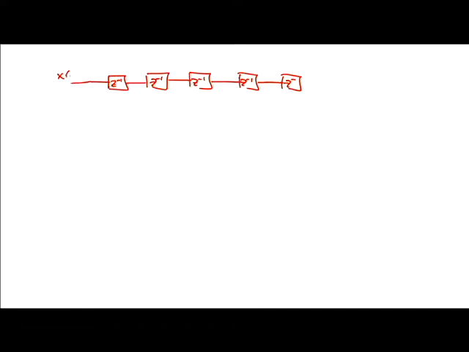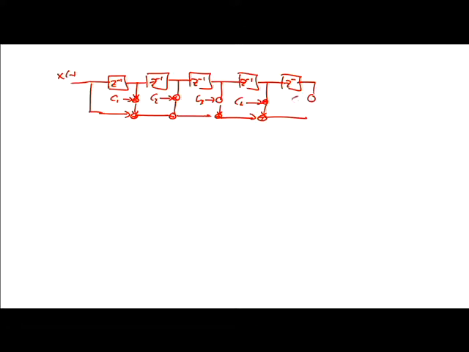Okay, and then you have x of n. So you have the first one. Then here's your multiply with a coefficient, C1, and then they're added together. Then you have C2, then you add it with those. Then you have C3, then you add, and so on. C4, add. C5, add. And then you get your output y of n. So that's the FIR. We have also seen, in the case of IIR realizations, things like direct form 1 and direct form 2.